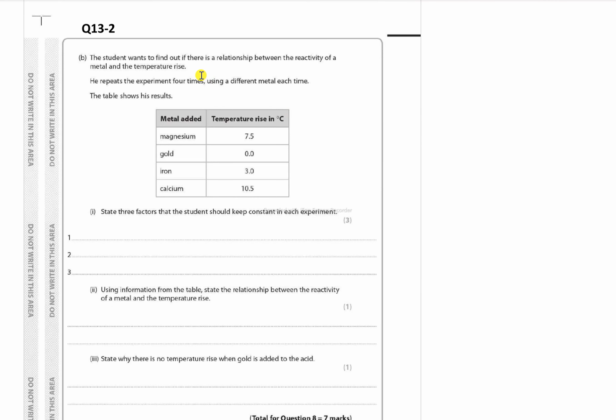Right. Student wants to find out if there is a relationship between the reactivity of a metal and the temperature rise. He repeats the experiment 4 times using different metals. Right, 3 factors that the student should keep constant. So we're looking at temperature rise for different metals. What should he keep?